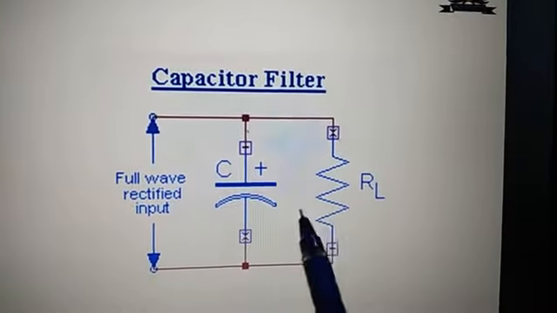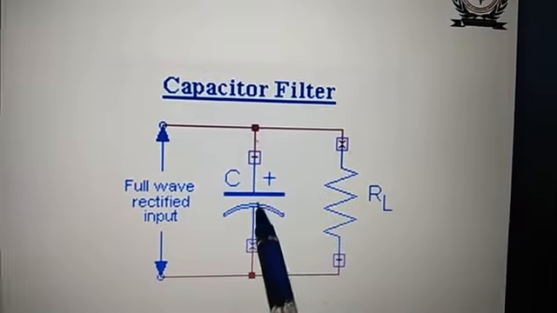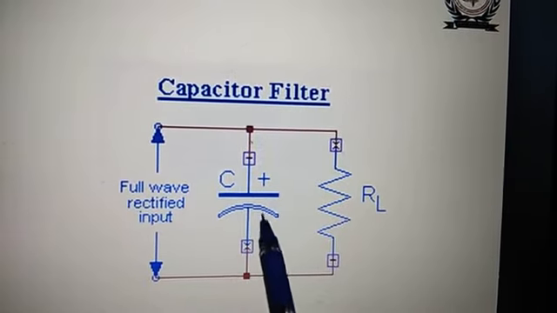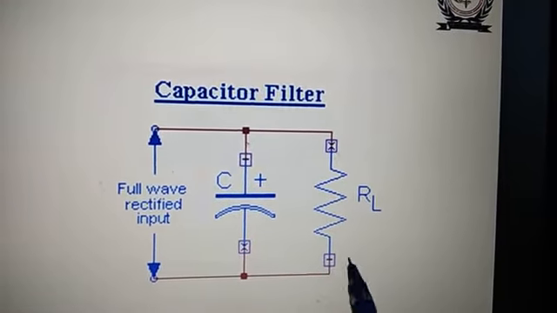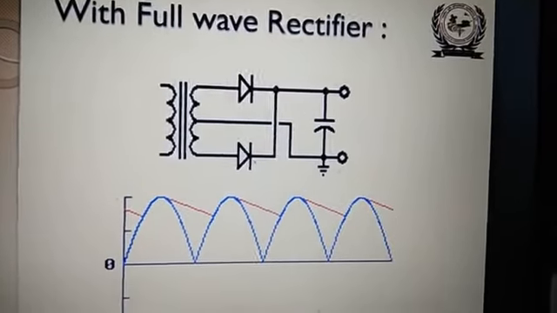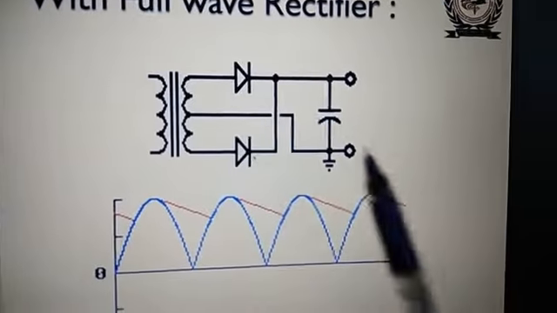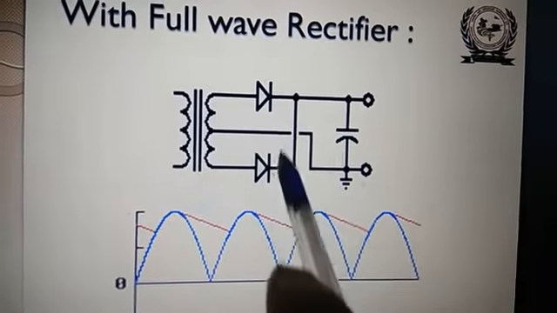This is the capacitor filter diagram shown here, with full wave rectified input. This is the capacitor, positive of the capacitor, negative of the capacitor, and this is the load resistance. This is called the capacitor filter. And you can see this is the output waveform for the full wave rectifier.